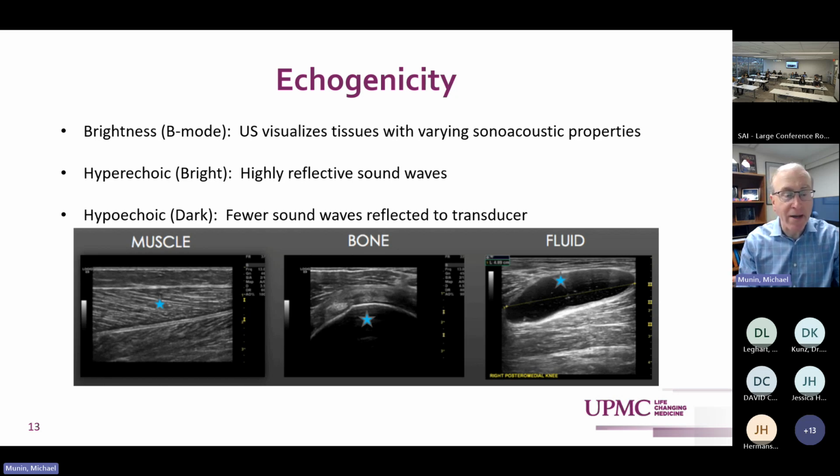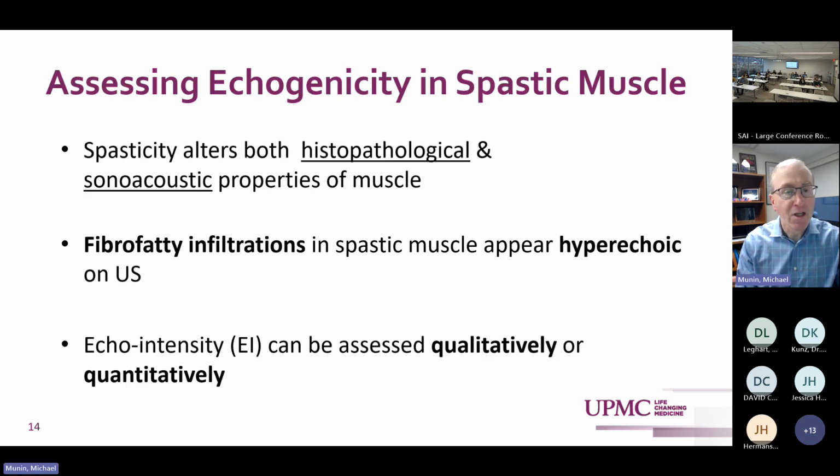And I think most of you probably have had now some experience in ultrasound, and this is probably just review information for you. So how do we then assess echogenicity in spastic muscles? Well, remember, spasticity can alter both the histopathological and the sonoacoustic properties of muscle. As spastic muscles undergo atrophy and fibrofatty replacement of contractile elements, they may appear hyperechoic on ultrasound, i.e., are bright. And this echo intensity can be assessed qualitatively or quantitatively.